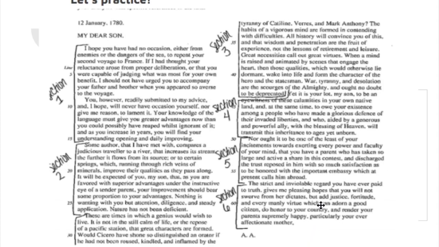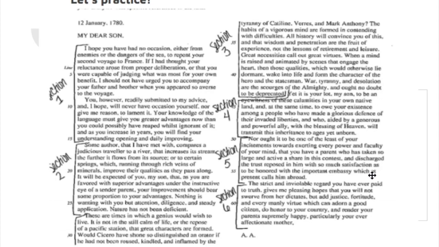This is a shift in tone. "Nor ought it to be one of the least of your incitements towards exhorting every power and faculty of your mind. You have a parent who has taken a large and active share in this contest." So who is she talking about there? She's talking about his father, not about her, because it's his father that he's traveling with. And so she goes a little bit inspirational here, talking about heaven and it's your turn to do great things just like these great heroes of the past.